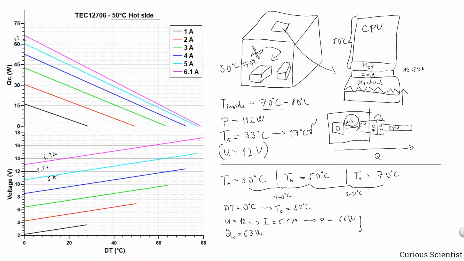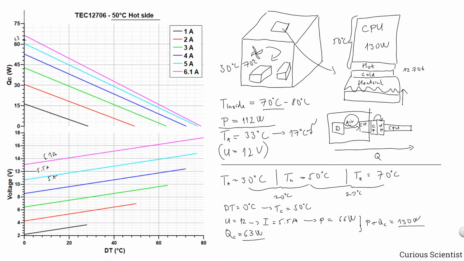So we have to summarize this. So P plus QC, and let's say that this is 130. So just a little bit of rounding up. So 130 watts will appear on the CPU cooler if you are providing 12 volts, 5.5 amperes, and the hot side is maintained at 50 degrees and the cold side is also at 50 degrees Celsius. And this is just one unit, and you can see that by 1 unit you can remove 63 watts.